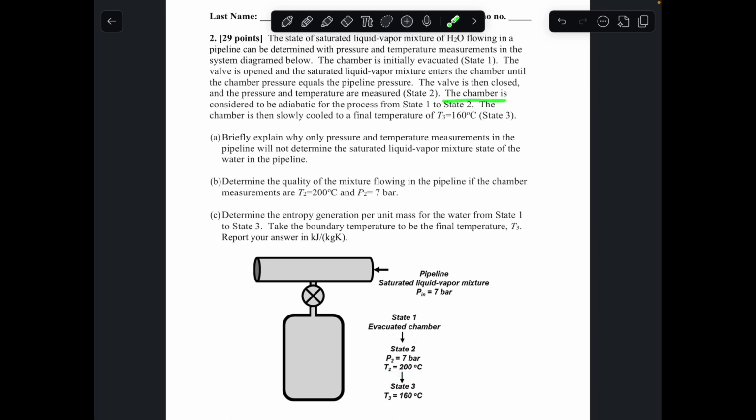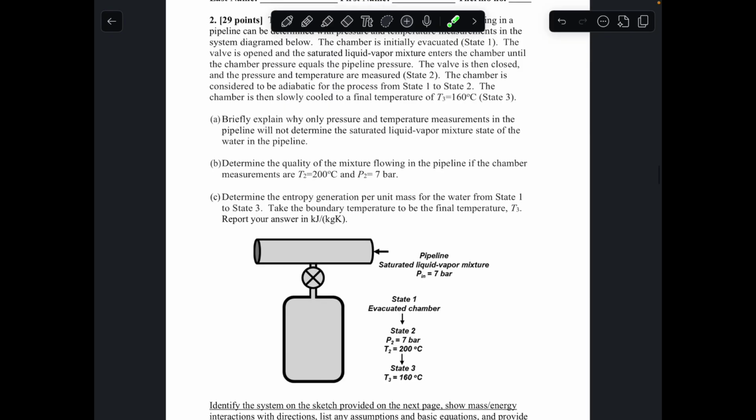It also tells us that the chamber is considered to be adiabatic for the process from state 1 to state 2. So as the mass is flowing into the chamber, there is no heat transfer in or out of the chamber. But then the chamber is slowly cooled to a final temperature of 160 C. So after the valve is closed again, there's just some heat transfer that occurs from the tank to the surroundings in order to cool it from 200 C down to 160 C at state 3. So that's what's going on in these processes.